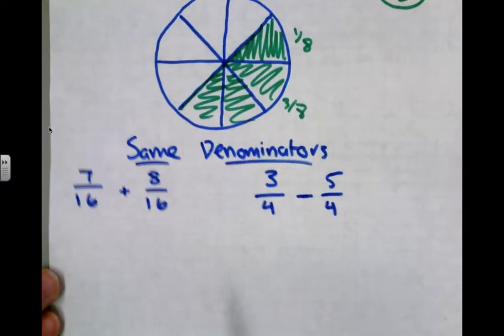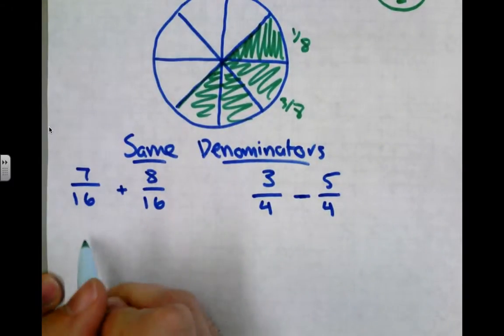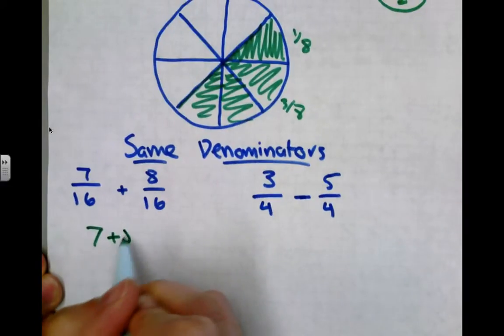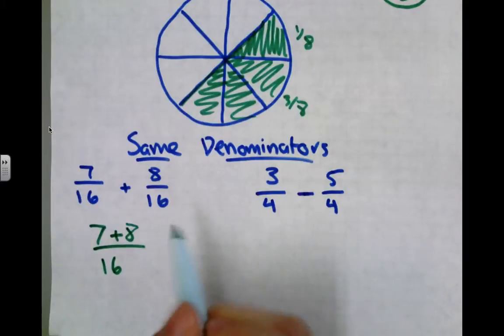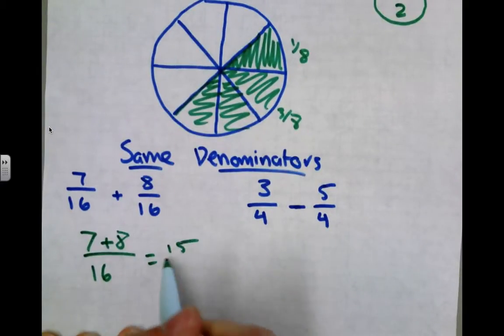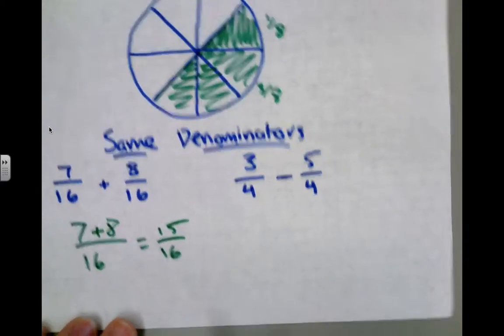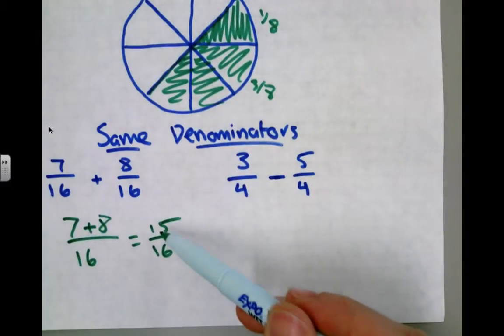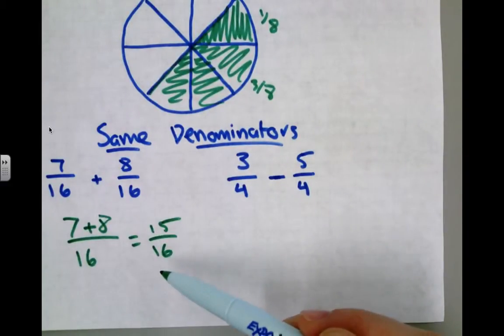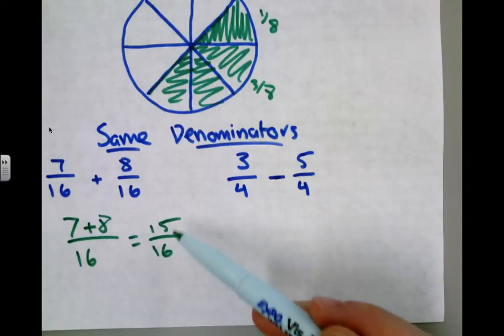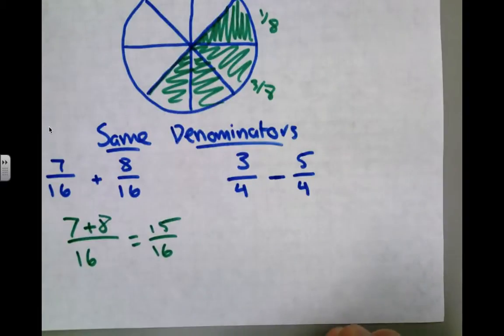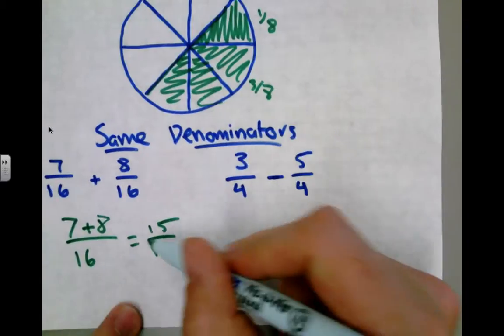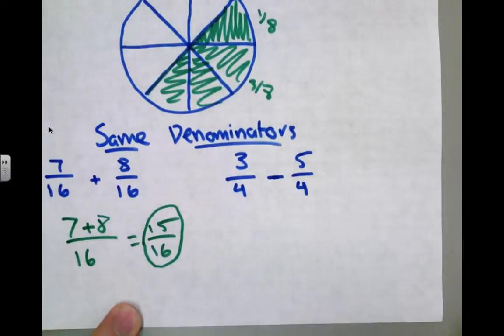Looking at these ones here, I have the same denominator. So what I can really do is just 7 plus 8 all over 16. 7 plus 8 is 15. So I would have 15 over 16. Now looking at this, there's nothing I can simplify. There's nothing that I can divide 15 by that also divides 16. The only things that divide 15 are 3 and 5 and 15, none of which go into 16. That would be my final answer.